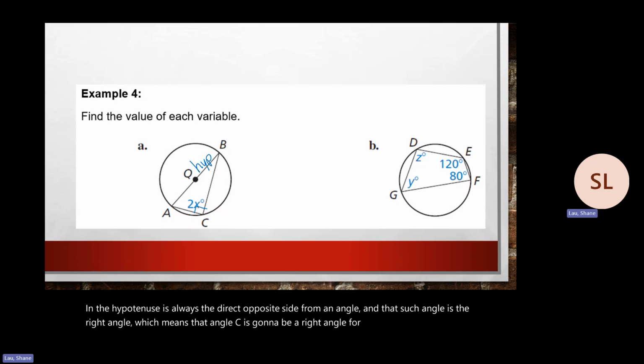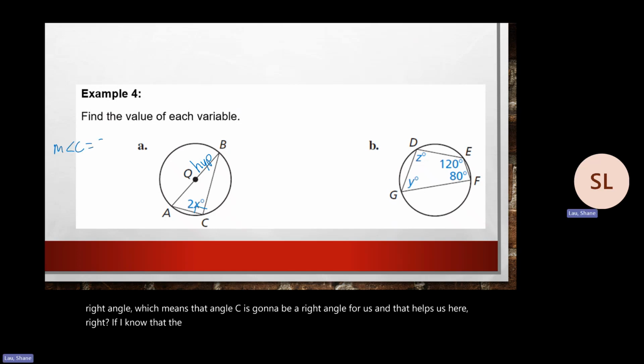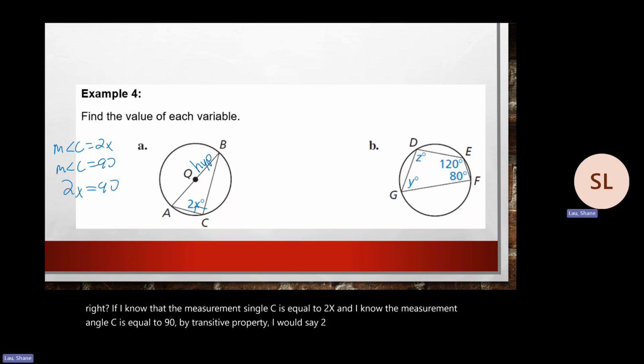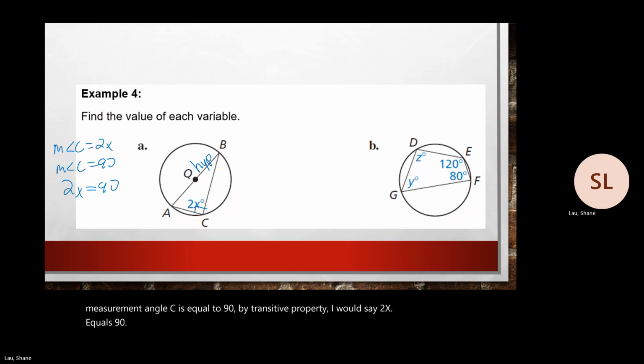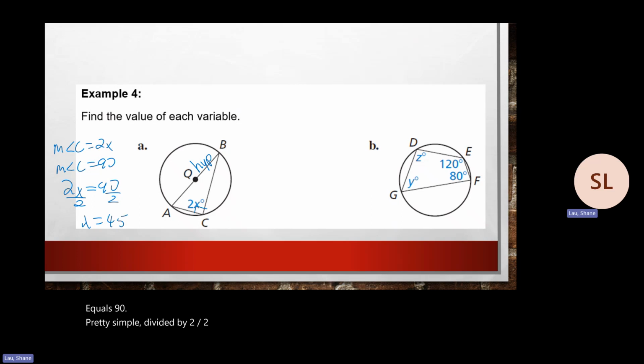And that helps us here, right? If I know that the measurement of angle C is equal to 2x, and I know that the measurement of angle C is equal to 90, by transitive property, I would say 2x equals 90. Pretty simple. Divide by 2, divide by 2, x equals 45. And that's my answer.